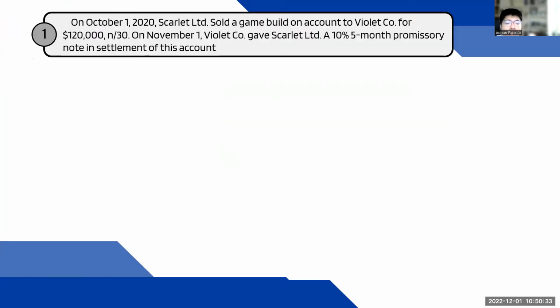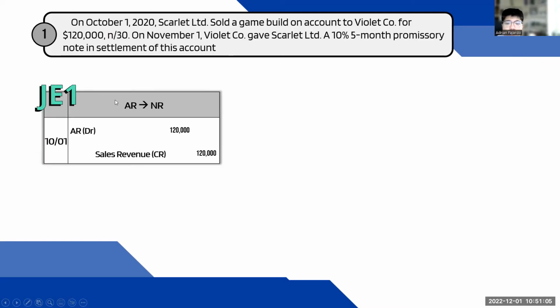In the scenario, in required A, they were asking how you record a journal entry when it comes to the particular issuance, right? For the particular issuance for Violet Co., there would be two journal entries that you can derive from this statement. On October 1, they sold the game and initially recorded an accounts receivable. So in essence, on October 1, you had debit AR, credit sales revenue.